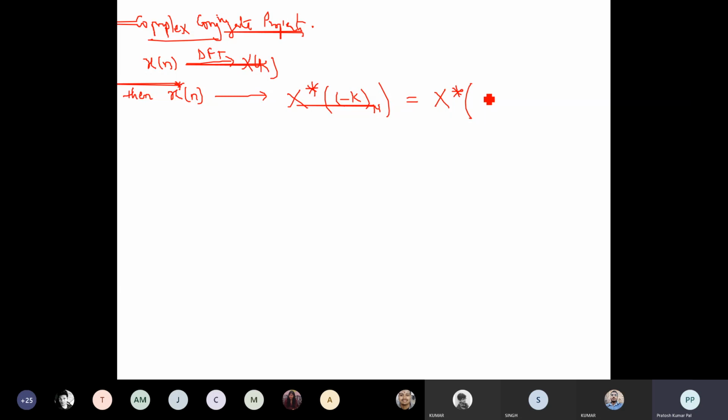So that will be equal to capital N minus k. Okay, so that means x of n is there, and its DFT is x of k. If we find the DFT of the complex conjugate of x of n, then that will be equal to the complex conjugate of x of n minus k. Okay, so this will be the property of complex conjugate.